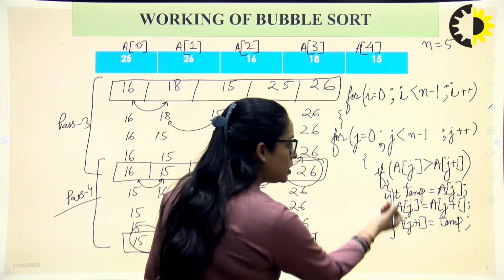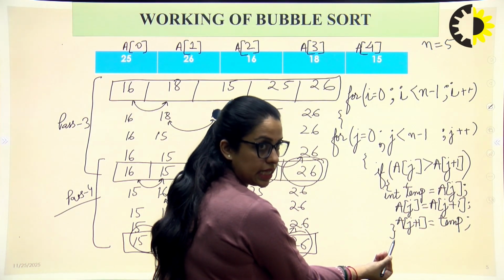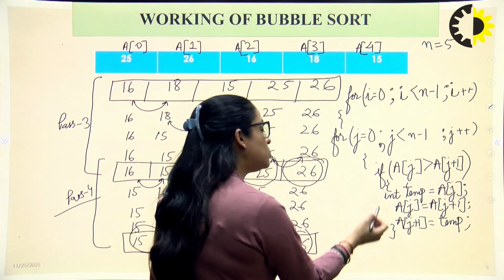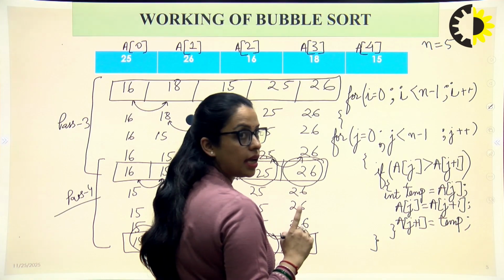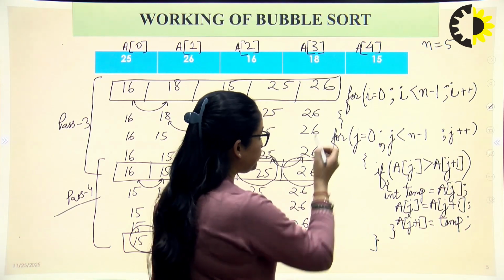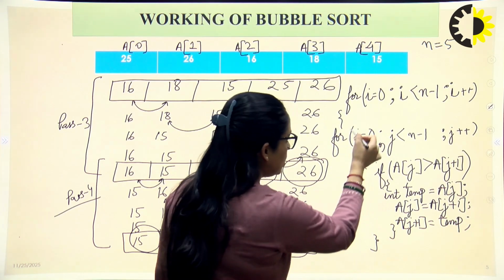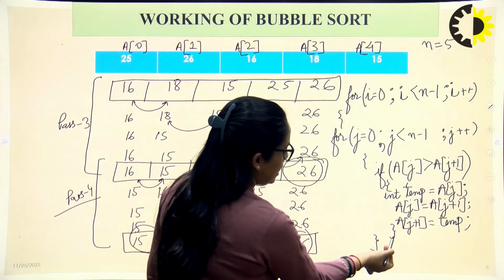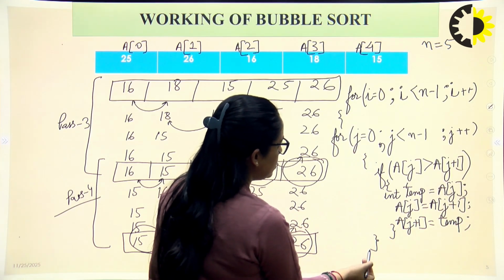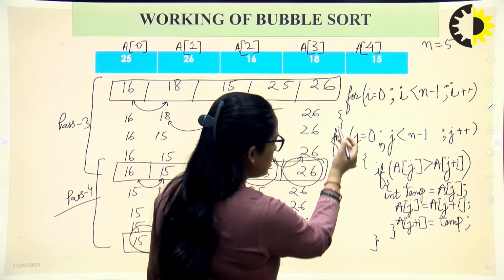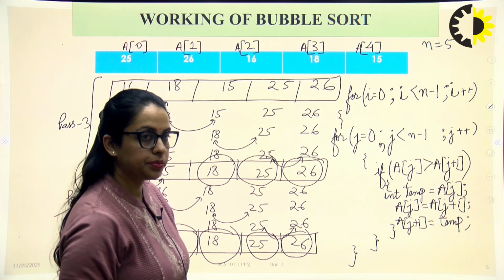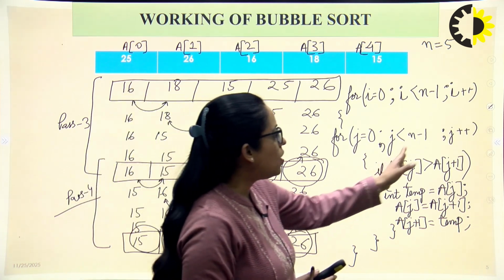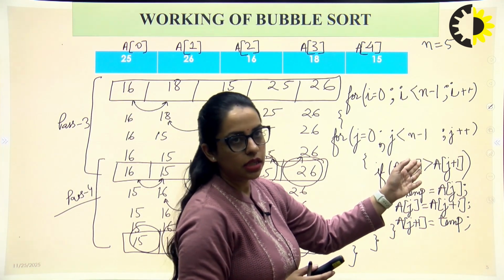This is the closure of the conditional statement, and this is going to happen for n minus 1 number of times. Then this is the closure of the if, this is the closure of the j loop, and this is the closure of the i loop, the outer loop. So this is what our logic looks like.